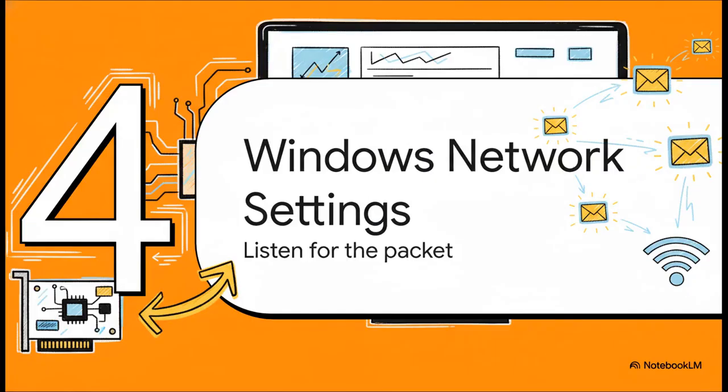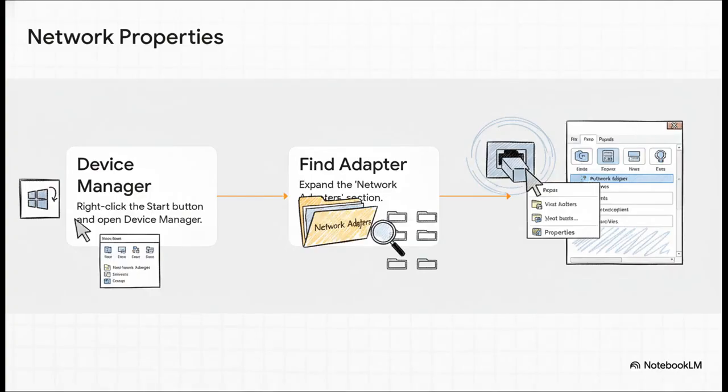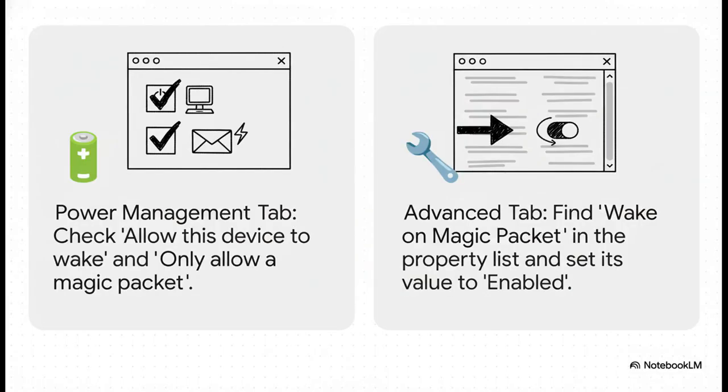With the BIOS all configured, the next step is to tell Windows itself to actually pay attention to that magic packet we talked about. This part's pretty straightforward. Just right-click your Start button and open up the Device Manager. Find the Network Adapters section. Click the little arrow to expand it, and then right-click on your main network adapter, that's usually your Ethernet connection, and go to Properties.